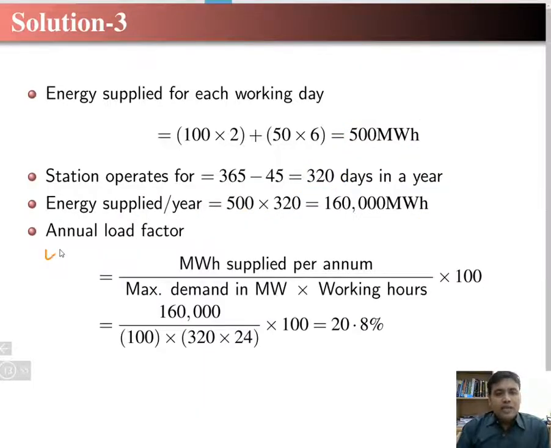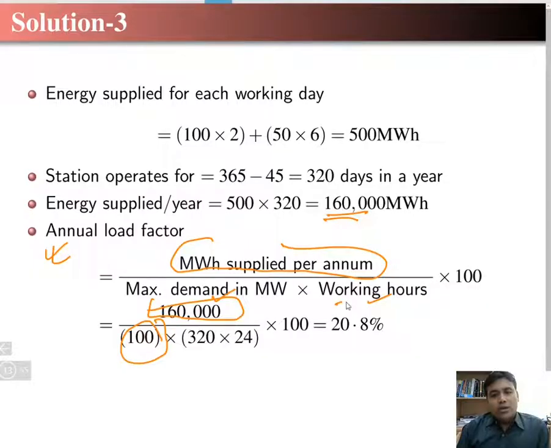Then you can obtain the annual load factor. Annual load factor is basically the megawatt hour supplied per annum divided by maximum demand into working hours. So you have calculated the energy supplied, which you substitute here. Maximum demand on the plant is 100 megawatt, and the working hours is basically the number of days the plant is in operation, 320, multiplied by 24 hours per day. So you are getting an annual load factor of 20.8%.